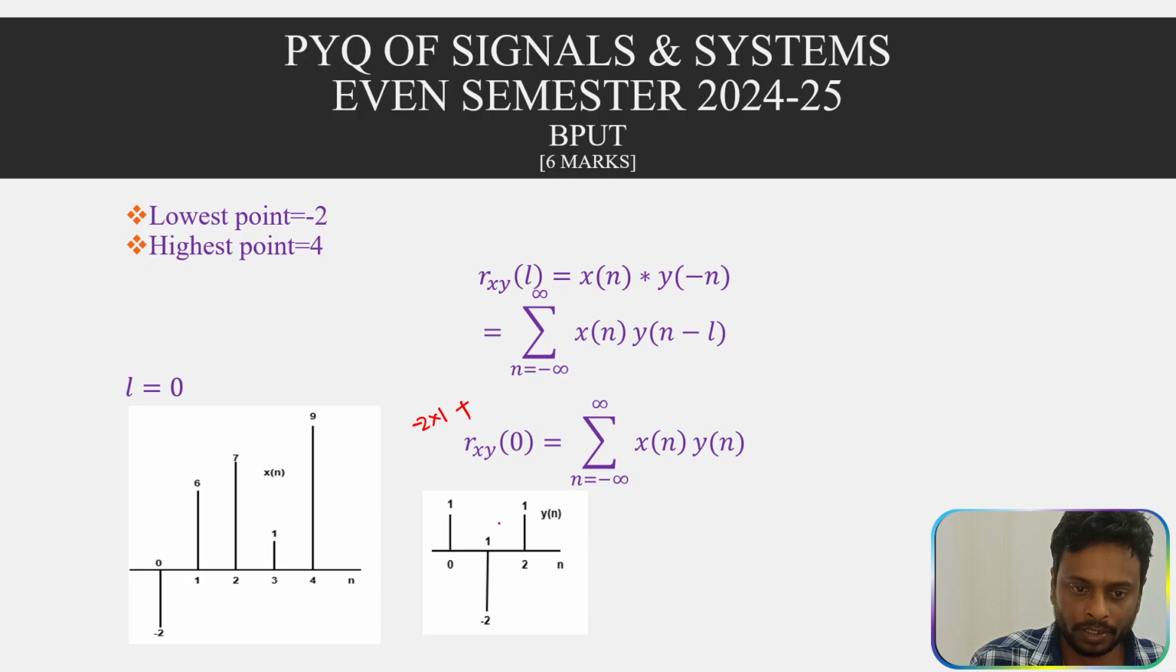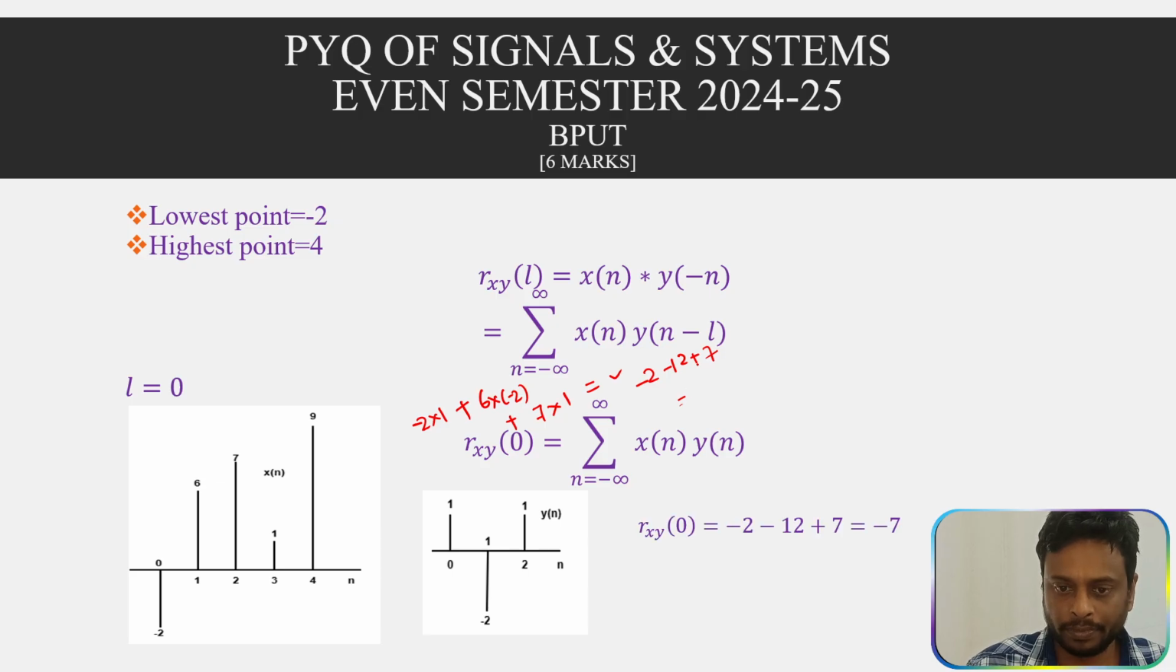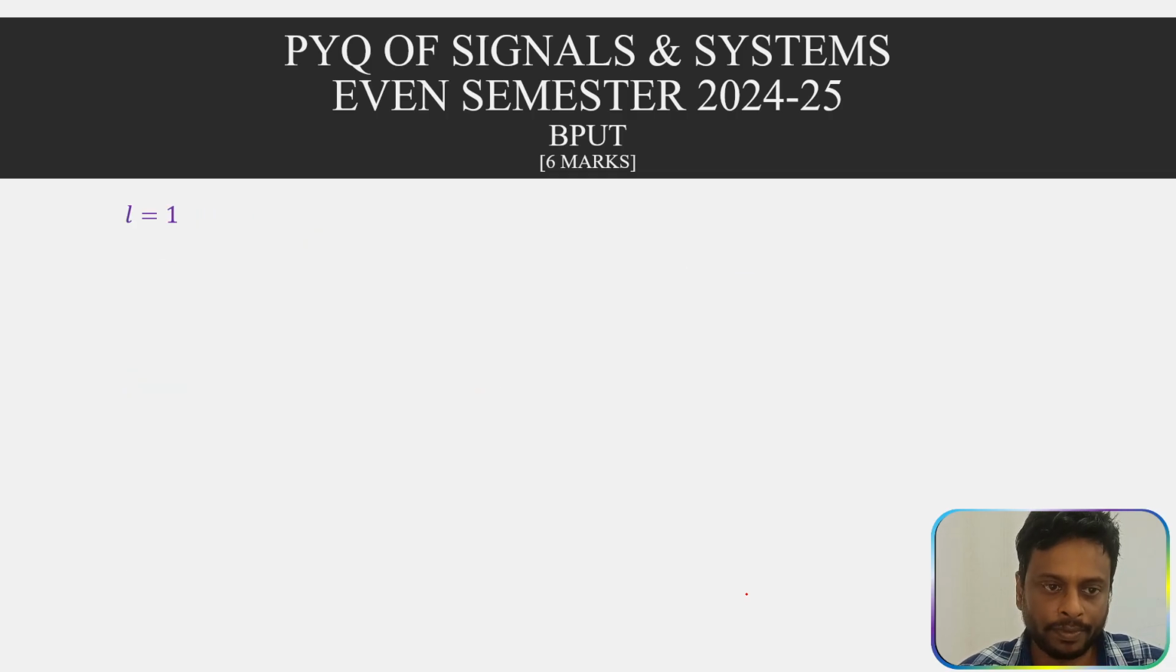Similarly, at 1 it is minus 2, and at 1 it is 6, so 6 into minus 2. Similarly, at 2 it is 7, and at 2 it is 1, so it is 7 into 1. So that is the answer: minus 2 minus 12 plus 7. So that will be minus 7. Similarly, we can find out for l value equal to 1.